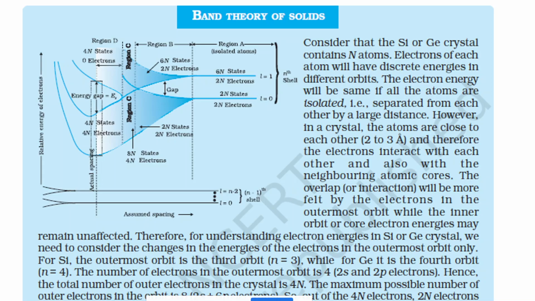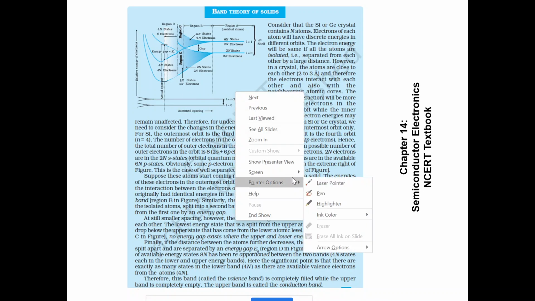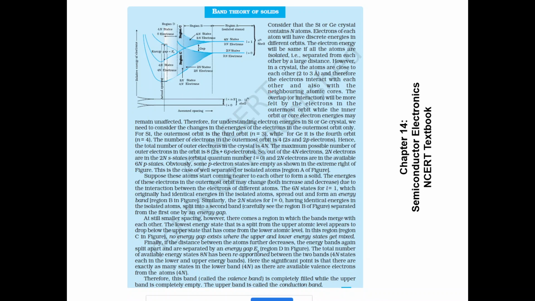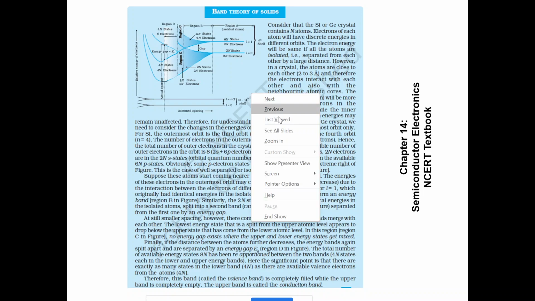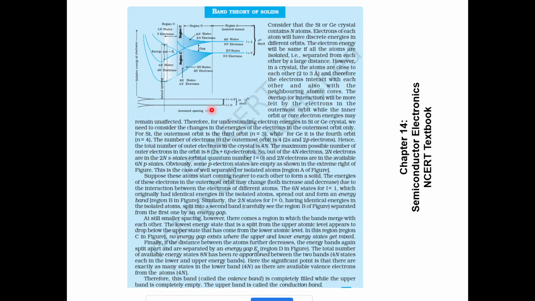Just for the sake of it, consider a silicon or a germanium crystal which has n number of atoms, and each atom has a discrete energy level, as we can see here. In a crystal, the atoms are close to each other by 2 to 3 angstroms, and therefore the electrons also interact with each other.